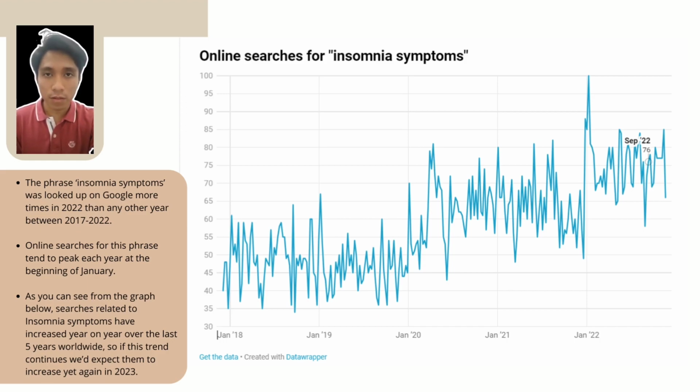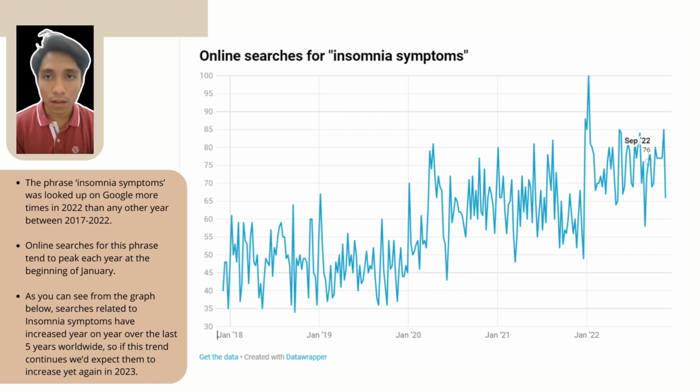For the next part, we can see insomnia going into 2023. Are sleep problems getting better or worse? To find out how the prevalence of sleep problems is changing over time around the world, we used the tool Google Trends to analyze searches made for the term insomnia symptoms, which found that, first, the phrase insomnia symptoms was looked up on Google more times in 2022 than in any other year between 2017 and 2022.